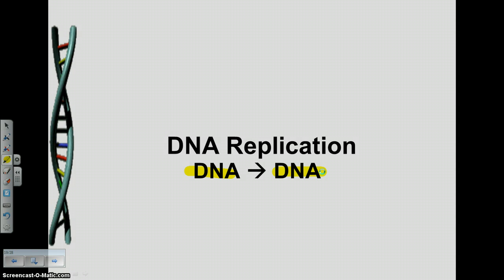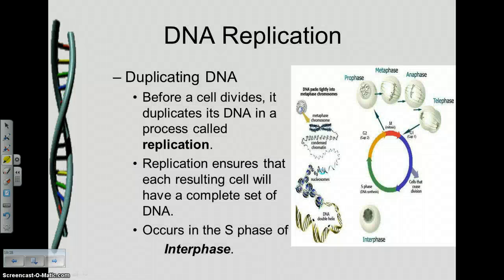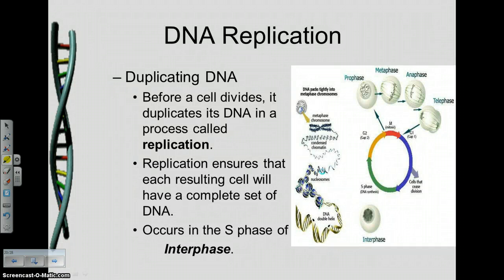So this is number 8 on your notes organizer, which you should be filling in as we go through these notes. So big picture, replication is DNA being made into more DNA. So before a cell can divide, like I just said, a cell needs to be able to duplicate its DNA through a process called replication. By doing this, by copying the DNA, we ensure that our new cells each have a complete set of DNA.